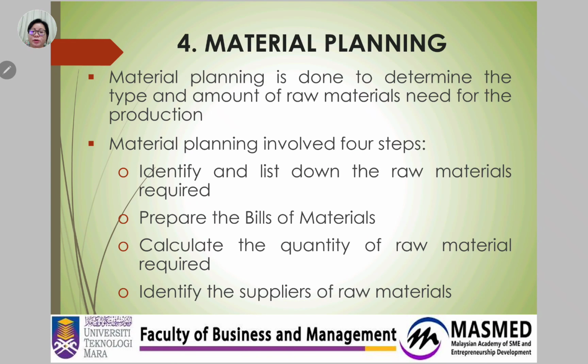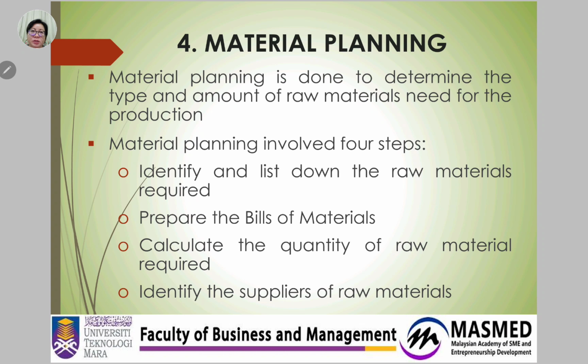So now we've come to the material planning part. Material planning is done to determine the type and amount of raw materials needed for production. Planning involves 4 steps. You identify and list down what are the raw materials required for you to produce your product.